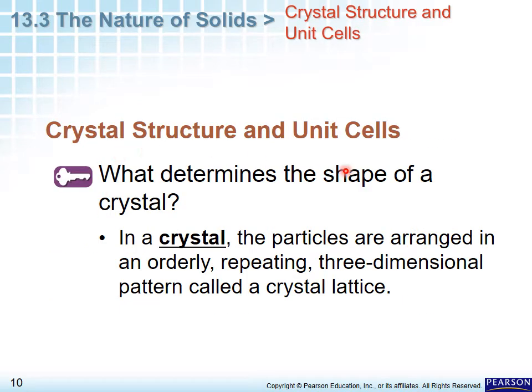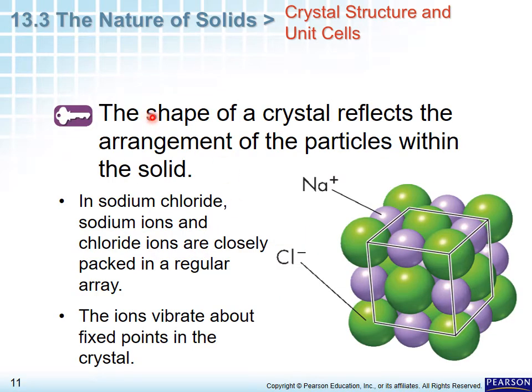Let's start with the crystal structure and the unit cell. What determines the shape of a crystal? First of all, what is a crystal? In a crystal, the particles are arranged in an orderly, repeating, three-dimensional pattern called a crystal lattice. A crystal is basically a solid which has a geometrical shape. The shape of the crystal reflects the arrangement of the particles within a solid. In sodium chloride, sodium ions and chloride ions are closely packed in a regular array. The ions vibrate about fixed points in the crystal. So this is like a repeating unit.